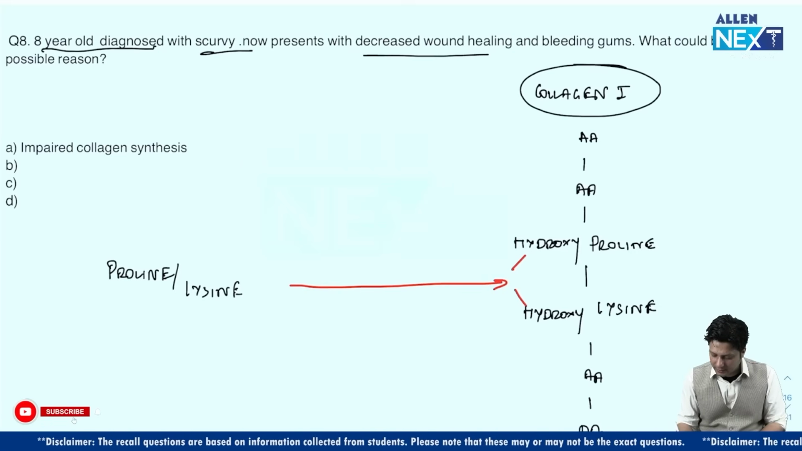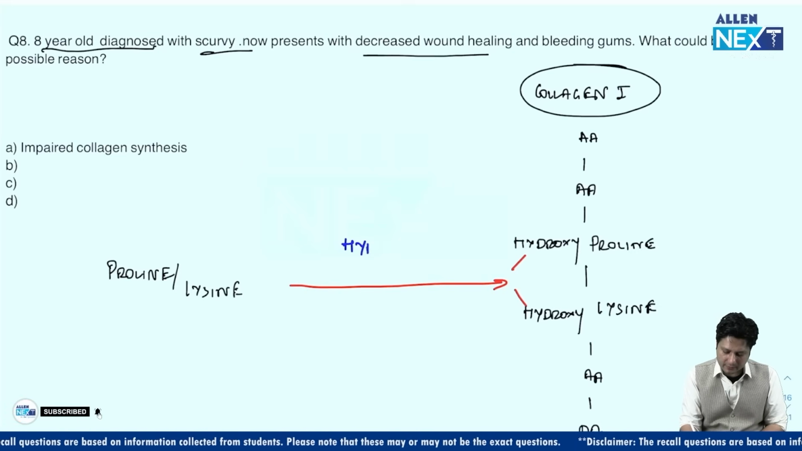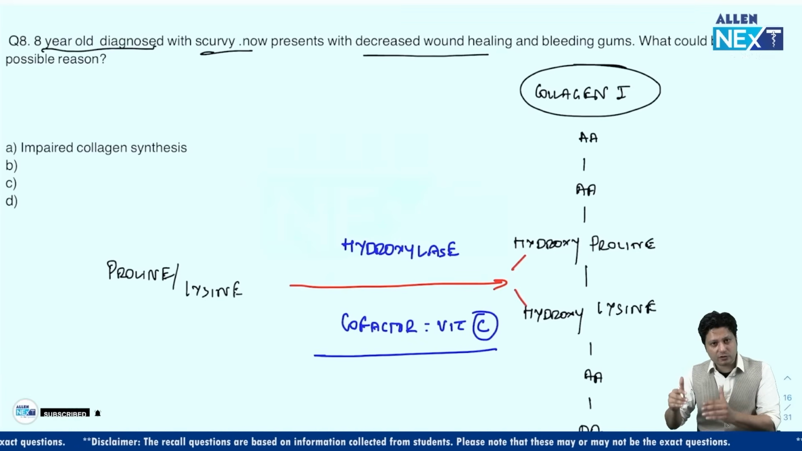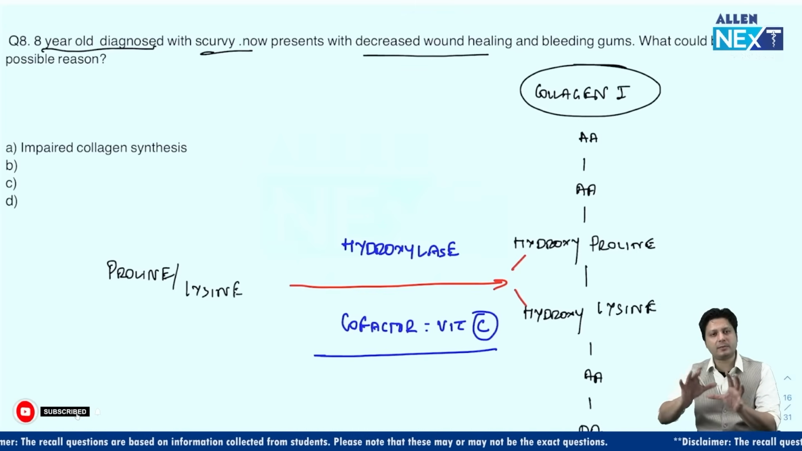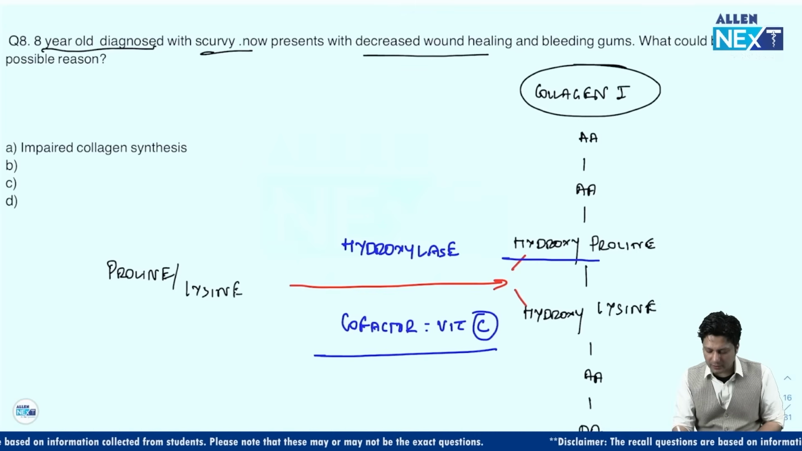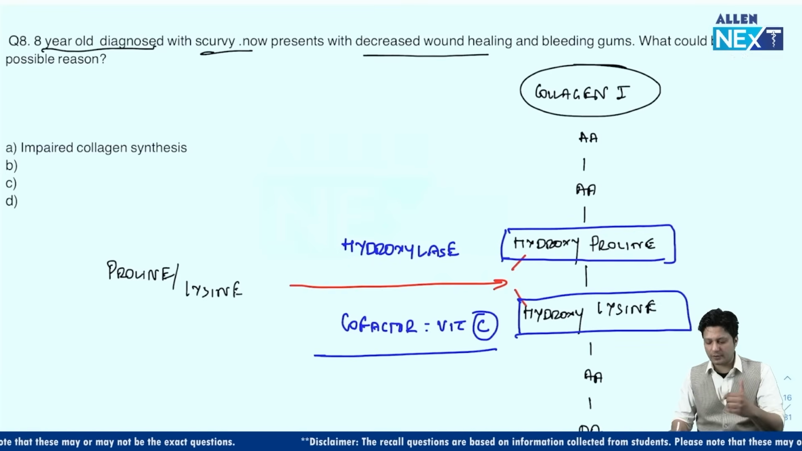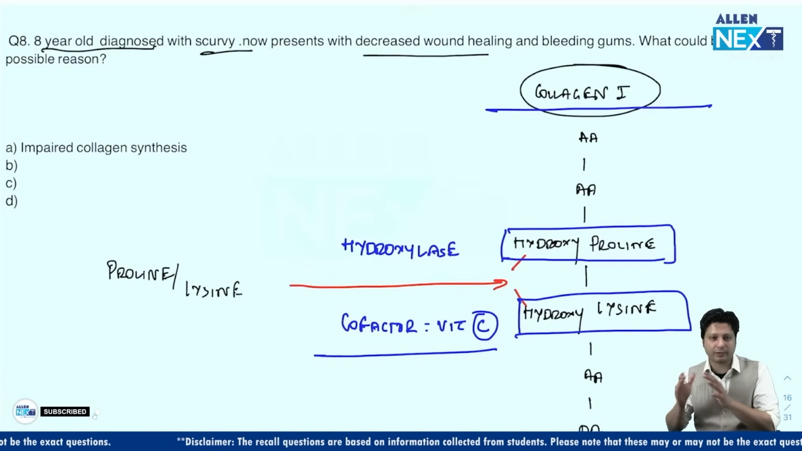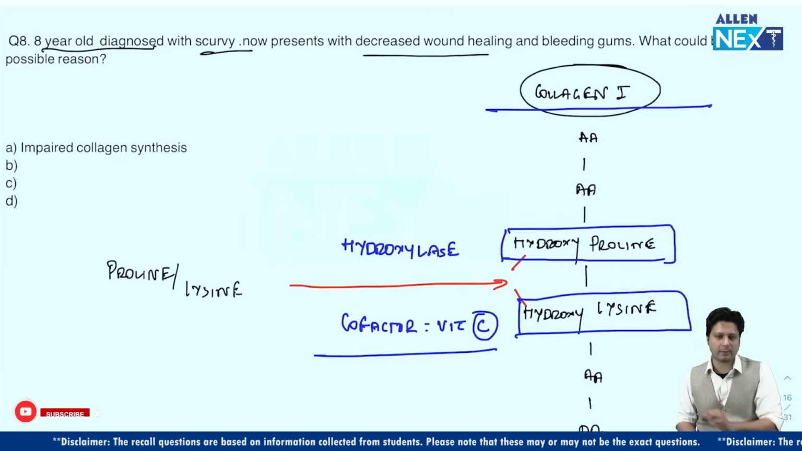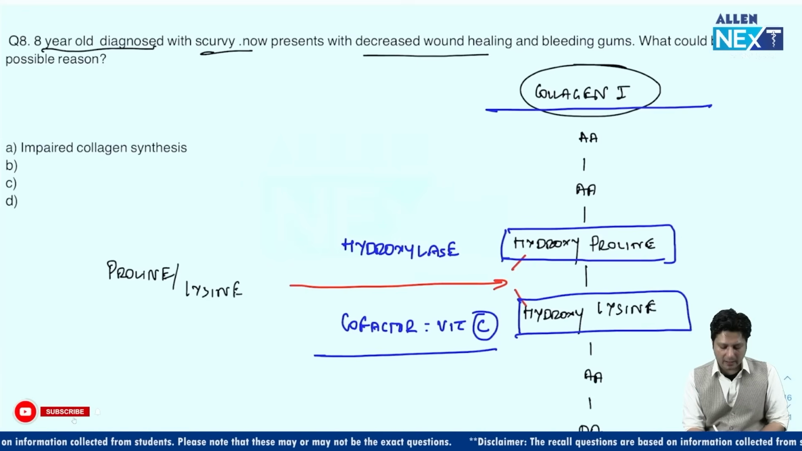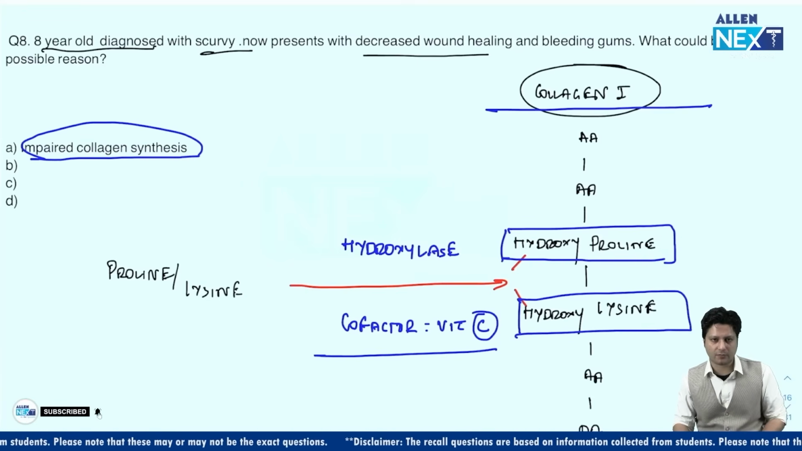hydroxylated. This hydroxylation is achieved by the enzyme hydroxylase. All right. And the cofactor for this hydroxylase enzyme is vitamin C. So it is the vitamin C deficiency which is responsible. Just imagine, if the vitamin C is deficient, then there will be no formation of the matured lysine and the proline, as a result of which the collagen which is created is going to be a defective type of collagen. And that is the basic pathophysiological mechanism behind scurvy. So they have asked about the pathophysiological mechanism behind scurvy. So it is the impaired collagen synthesis, which was obviously the answer for that question.